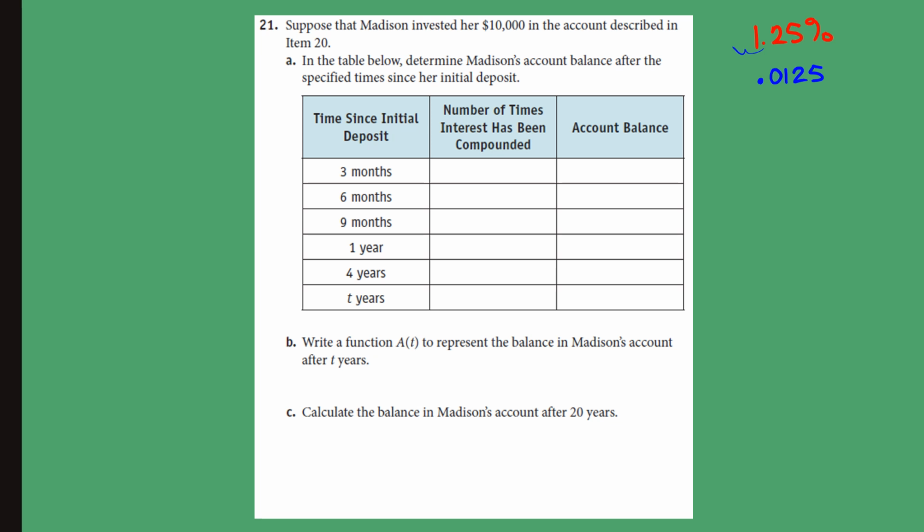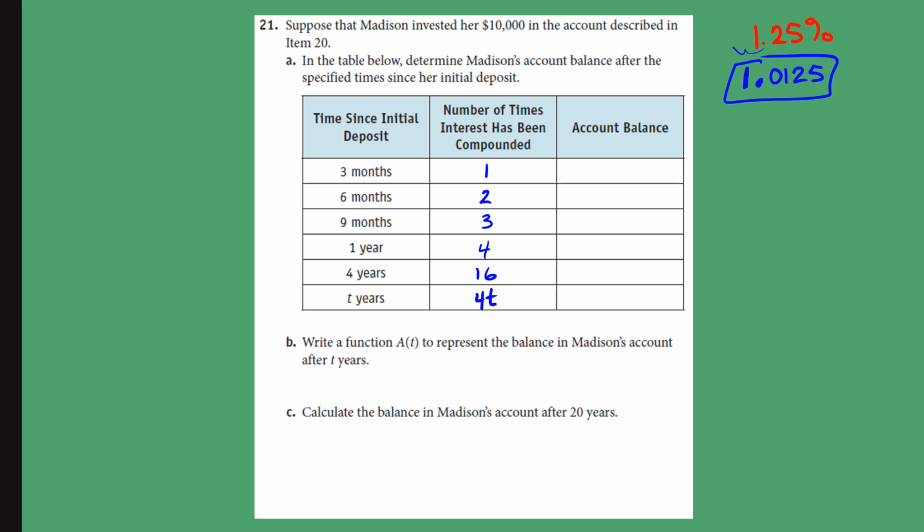And then remember, you can either multiply that to the previous amount and then add it on, or you can use the 1 for the whole. So the growth factor would be 1.0125. So keep that in mind for this growth factor of 1.25%. So if we're doing this quarterly, after 3 months it's going to have 1 compound. 6 months will give it 2 compoundings. 9 months would be the 3rd, and then the 12th month, or 1 year, would be the 4th compounding. In 4 years, it compounds 4 times per year, so that would give you 16 compoundings. And in T years, that would give you 4T, because there's 4 quarters times however many years.